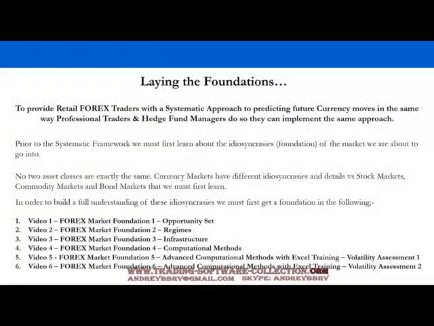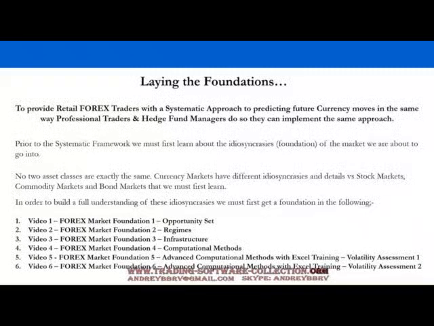Currency markets have different idiosyncrasies and details to them that differ from stock markets, commodity markets, and bond markets that we just have to learn. We have to learn these things so we have the foundation in order to build a real systematic process on top of that. Once we understand all of this, we can really then move on to building a systematic process. Otherwise, if we don't have this foundation, we could find ourselves struggling with these idiosyncrasies when we build out a systematic process later on.